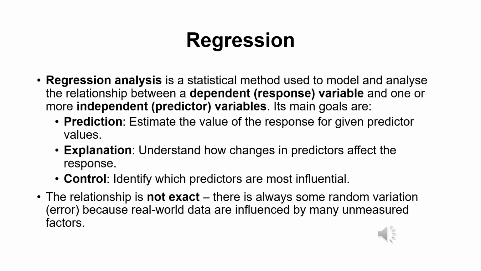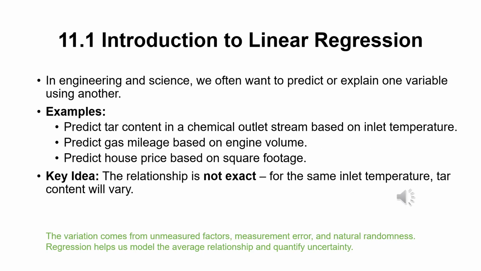A critical point to remember is that the relationship is not exact. Real-world data always includes random variation, from unmeasured factors, measurement error, and natural randomness. Regression helps us model the average relationship while quantifying that uncertainty. In engineering and science, we constantly want to predict or explain one variable using another. For example, we might want to predict the tar content in a chemical outlet stream based on the inlet temperature, or predict a car's gas mileage based on its engine volume, or estimate a house's price based on its square footage.